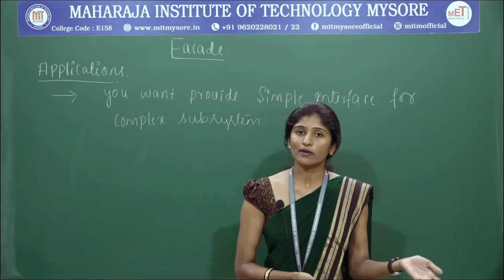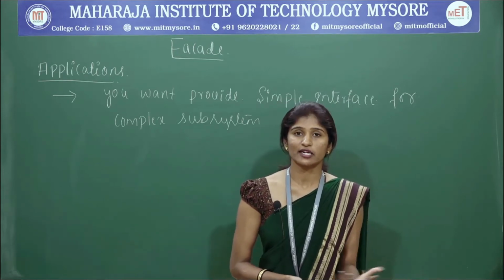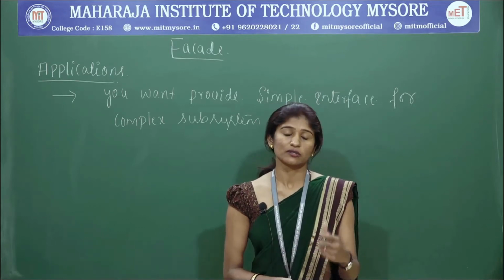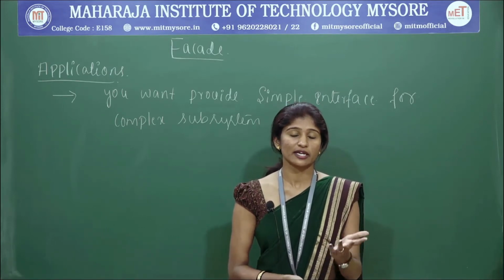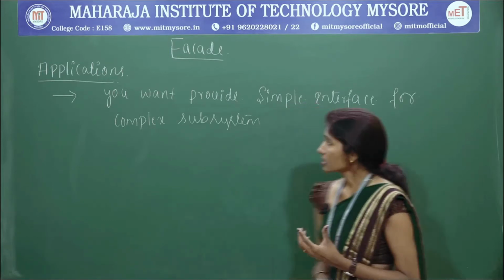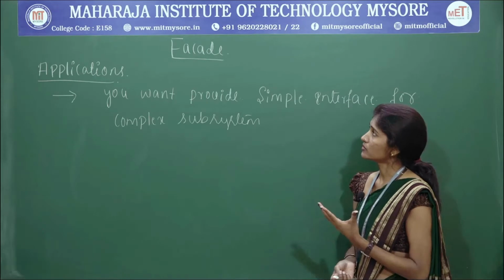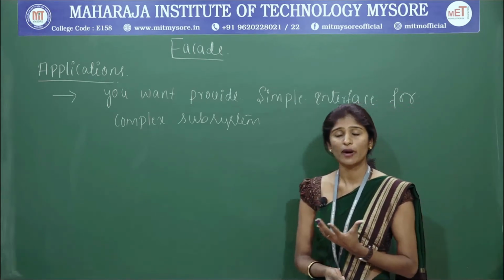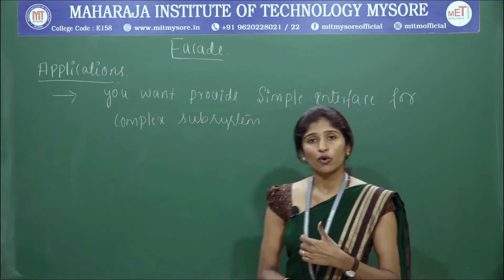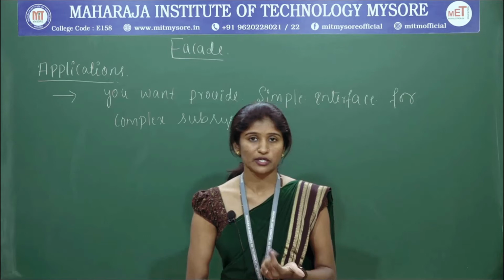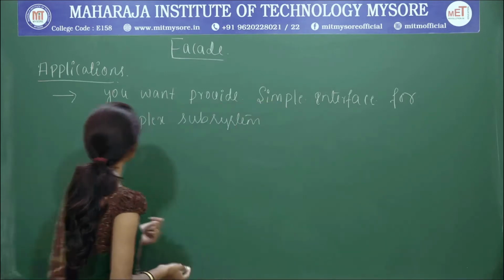That is, when you have so many subsystems connected with each other, they are dependent on each other. So much dependency will be there and the interconnection will be there. In that environment, you can use this facade design pattern. So that is the first application: to provide a simple interface to overcome the complex structure present in the subsystems. We'll see the second application.